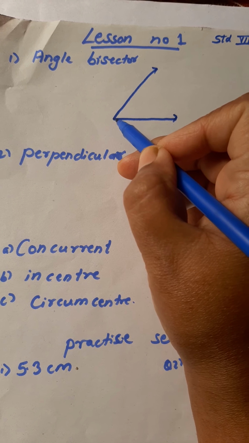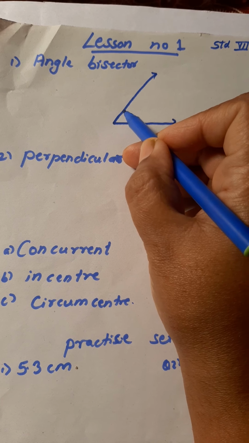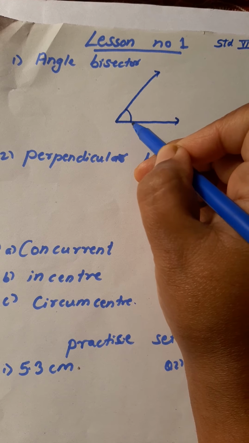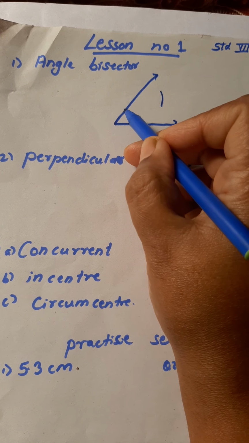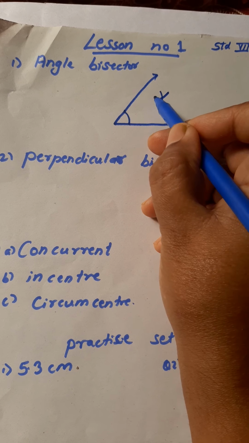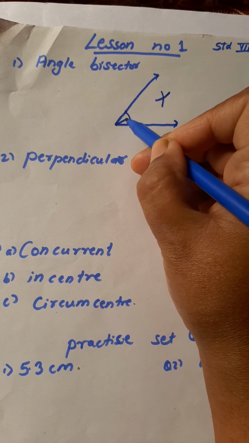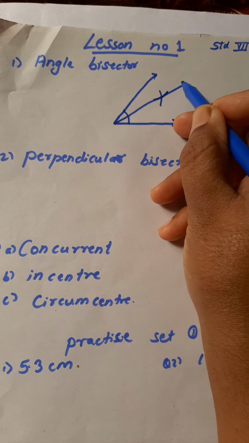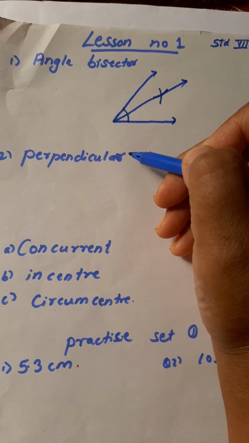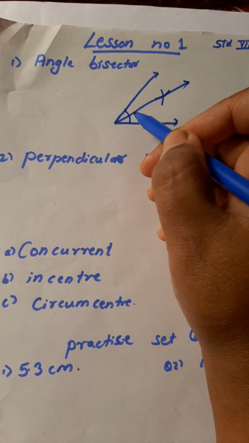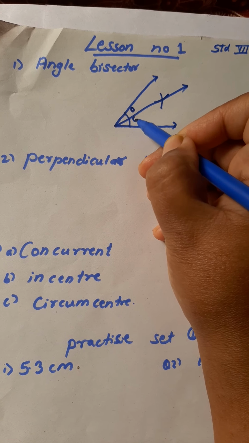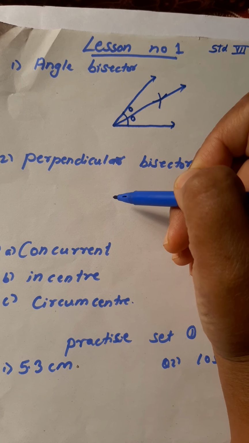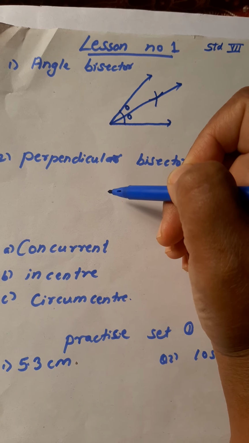With the help of a compass, we make a small arc here, inside, and from this point of the pointer we make an arc here, and from this point we will cut this arc, and from the center of this angle this line we will draw. Okay, this is called an angle bisector. Angle bisector means the given angle is divided into two equal parts.